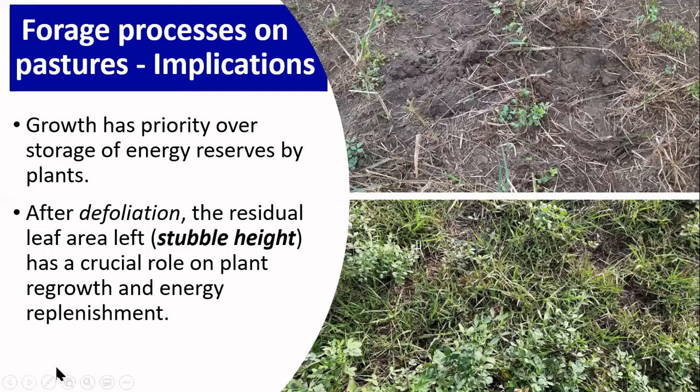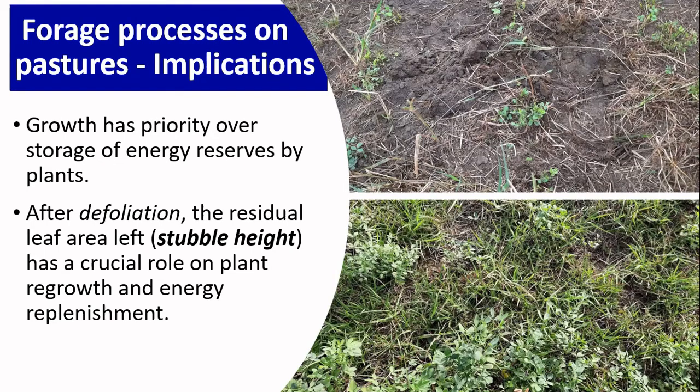Again, one of the implications when we're looking at those processes is that growth has priority over storage of carbon as energy reserves. For this reason, one of the major implications of overgrazing, for example, is the depletion of plant reserves, which leads the stand in general to thin out and plants to actually die over time.